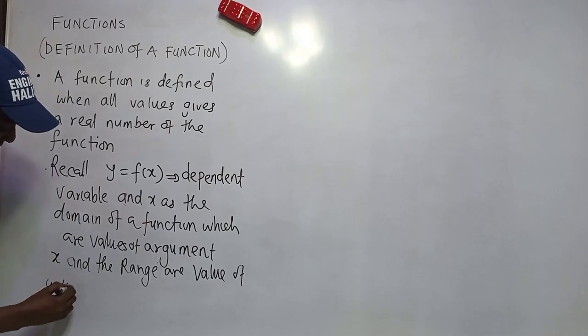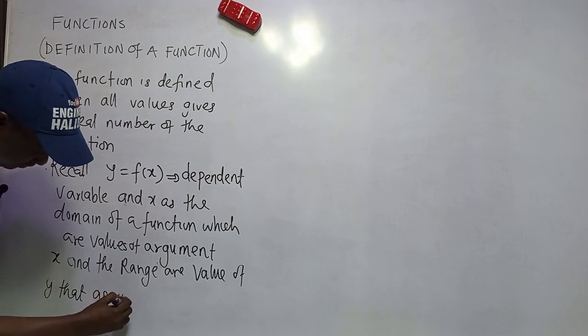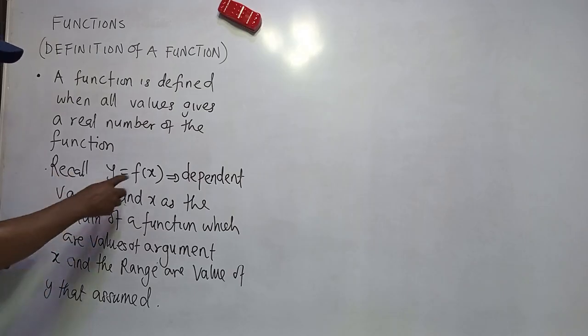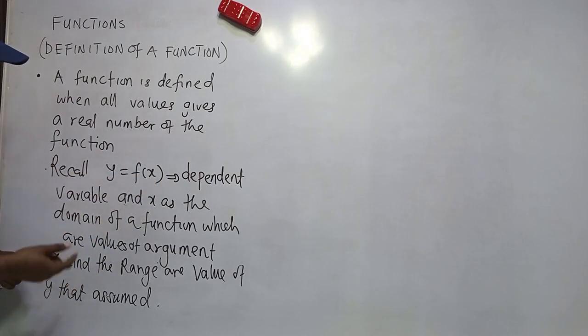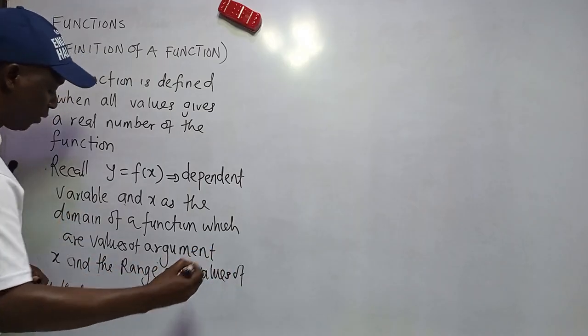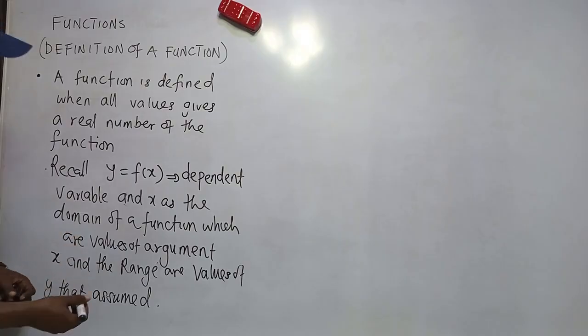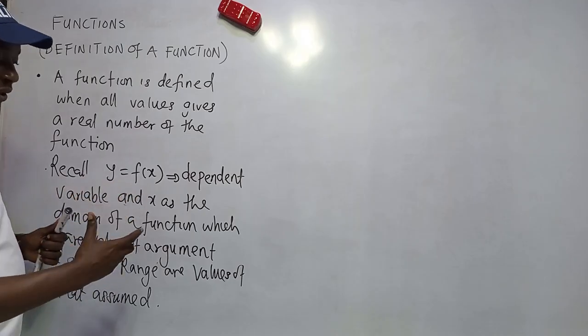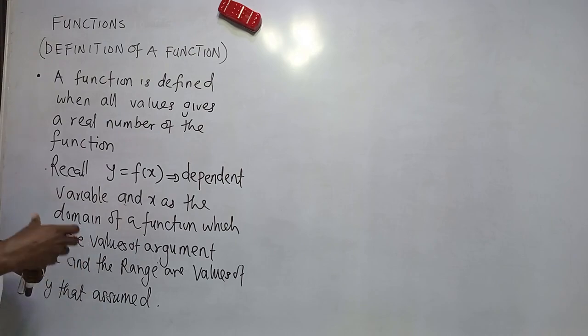Because we have to assume a value. We have to give this function x a value. So the domain of a function are values of argument x that are assumed, and the range are values of y that are also assumed. That means any value of x that you get in a question represents the domain, while every value of y that you obtain represents the range.